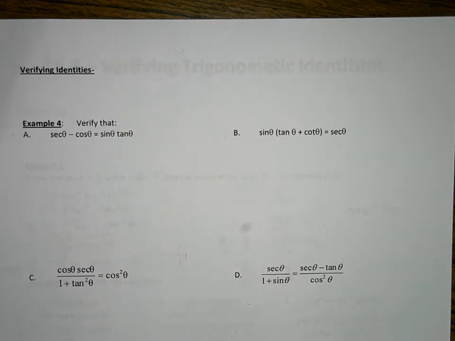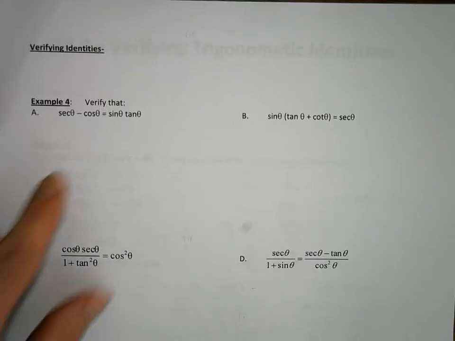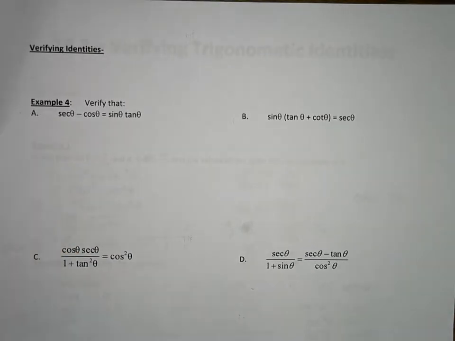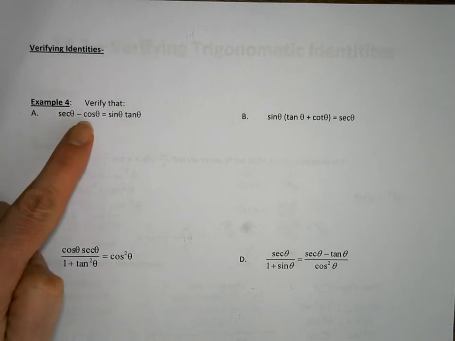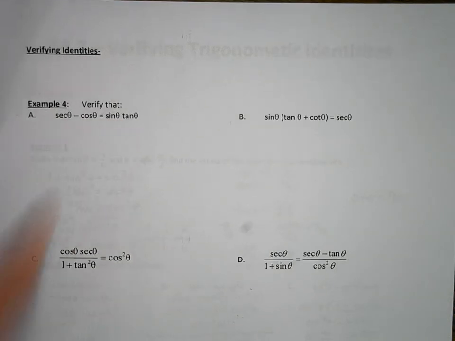So, for example, they are saying verify that the secant minus the cosine is equal to the sine times the tangent. We know that is a true statement. It is my job to show that it works.